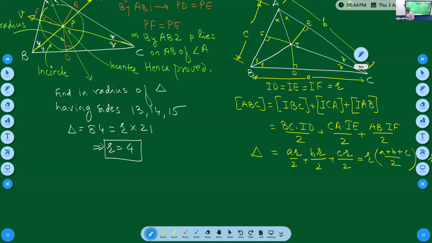Sure. Now let me show you one more interesting thing in this configuration.